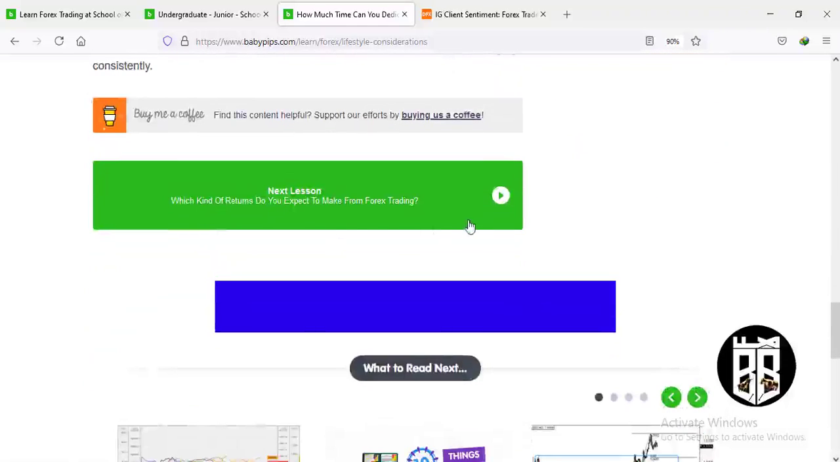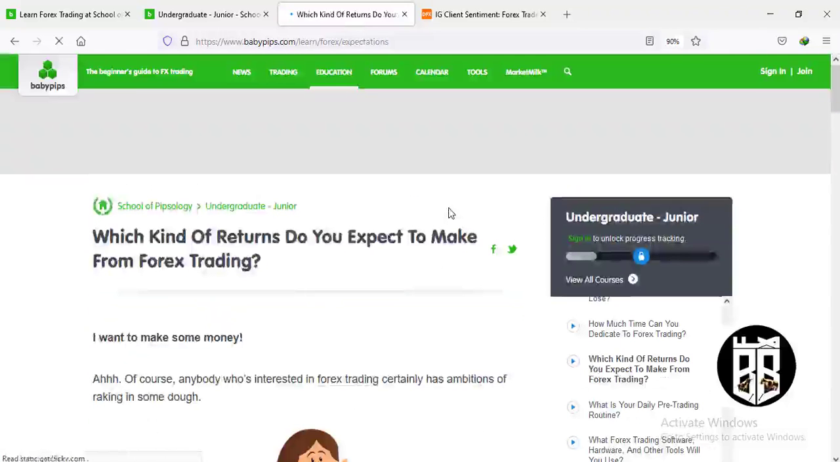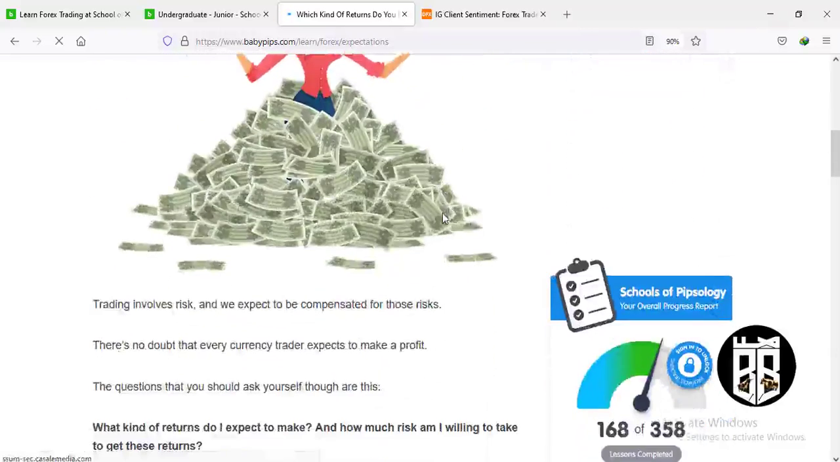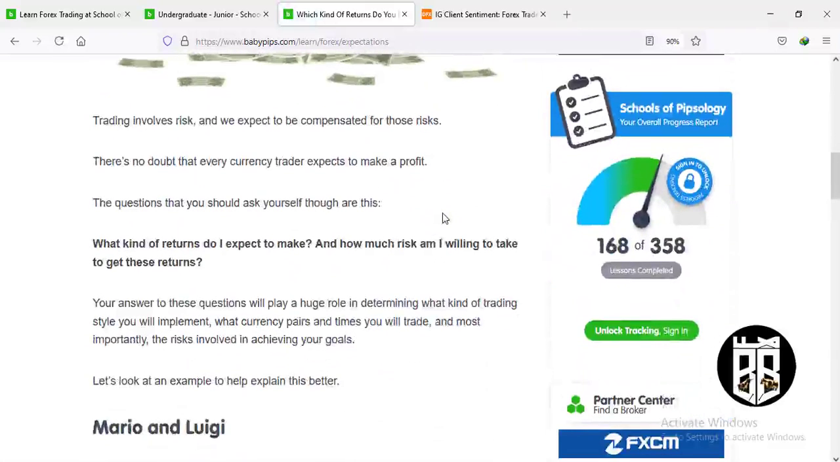Now let's move to the next lesson, which says: which kind of returns do you expect to make from forex trading? I want to make money. Do you want to make money also? That's the ambition of everybody. Trading involves risk, my friend, and we expect to be compensated for those risks. There's no doubt that every currency trader expects to make a profit.